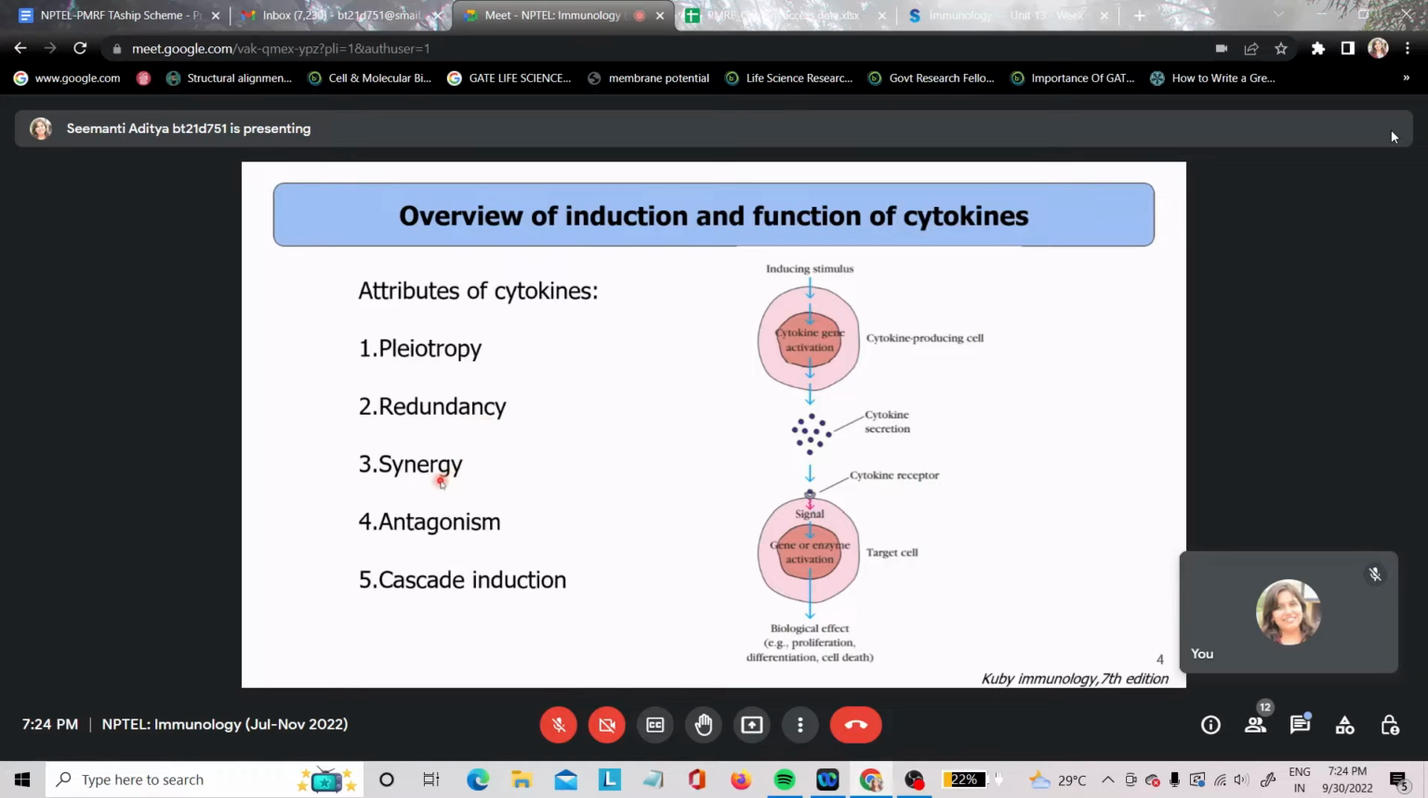What is synergy? Synergy means two cytokines together can perform one function. Either cytokine, when it is alone, cannot perform that function. Only when the two cytokines come together can they perform a particular function. For example, IL-4 and IL-5 will act together and help in the class switching of the B cells. So again, what do you mean by class switching?